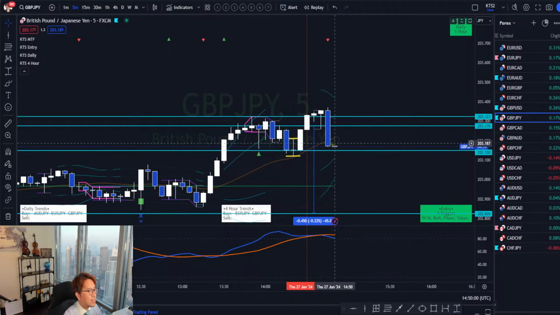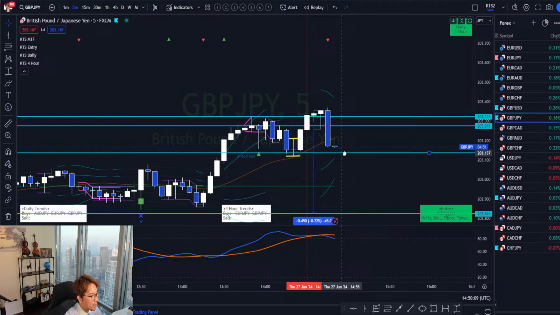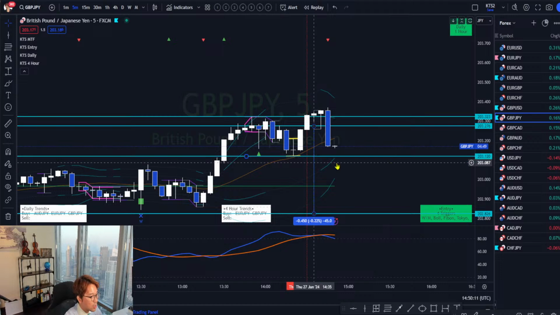So okay, now it's finalized and it closed with a bearish bar. So now I wait and see if this candlestick closes below the doji, which is 203.12, then exit the trade.